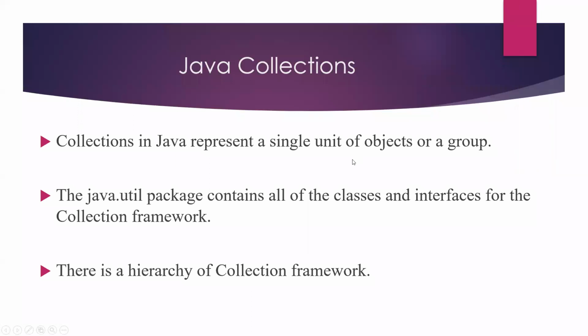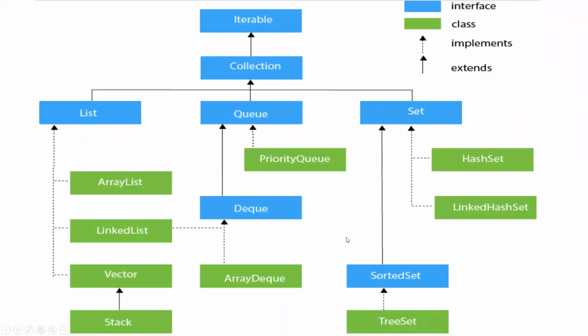Okay, collections in Java represent a single unit of objects or a group. It uses the java.util package, which contains all the classes and interfaces for the collection framework. And there's a hierarchy of the collection framework. There it is. So basically everything that's blue is an interface and the greens are classes, like Deque extends the Queue interface.